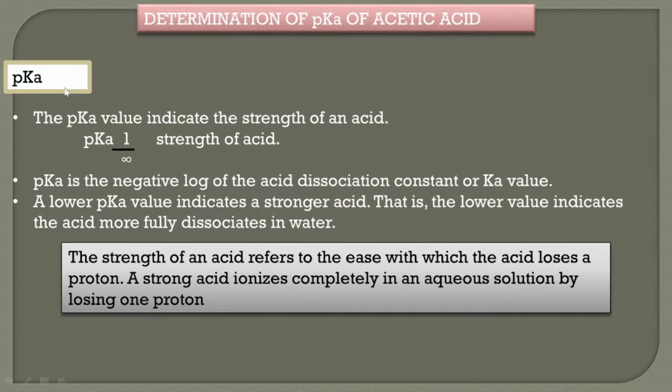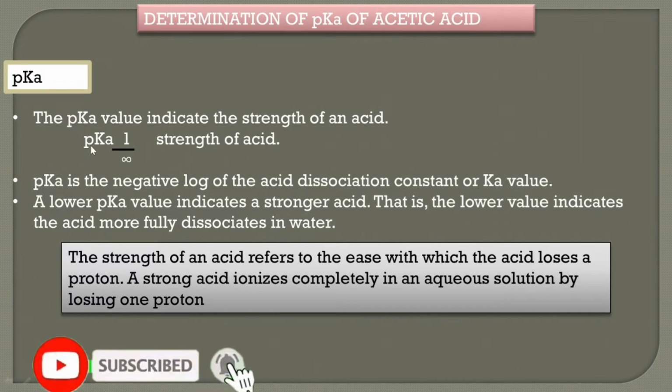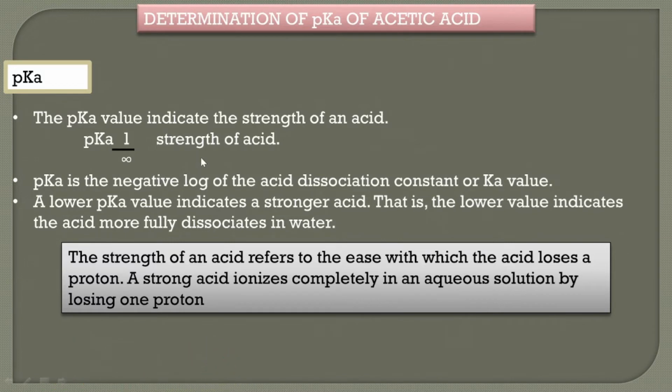The pKa value is usually used to indicate the strength of an acid. How does it indicate the strength of an acid? It is inversely related to the strength of the acid. If the pKa value is high, then the acid will be a weak acid. Clear? So, pKa is the negative log of the acid dissociation constant, or Ka value.